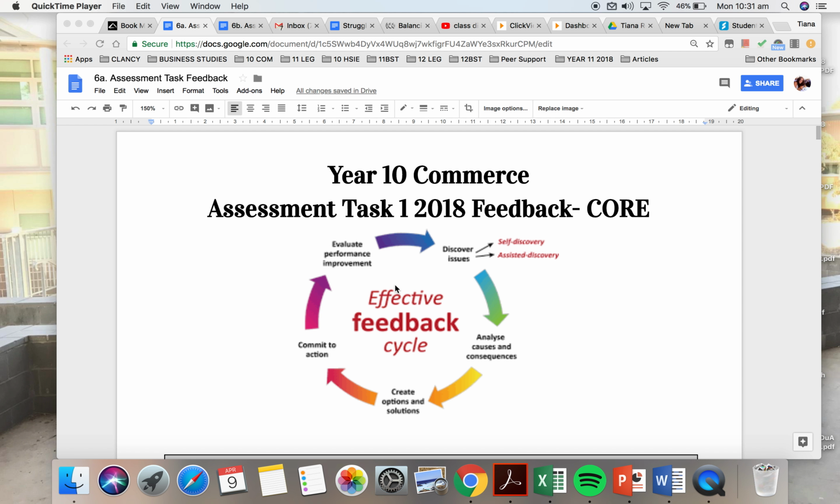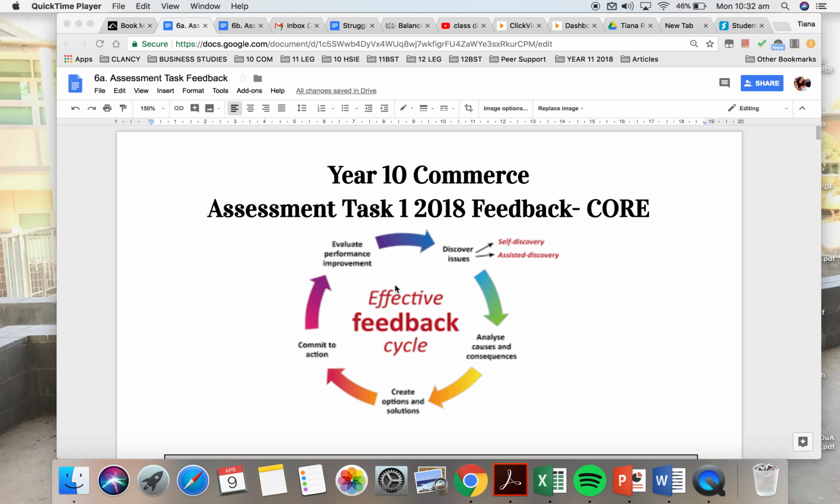Now, not everything is going to apply. You're not going to have the same question, but we look at skills and content and we look at how we can improve those skills and content levels so you can ensure that you see an improvement in your next task. In Year 11 and 12, we spent a lot of time looking at feedback of the assessment task.